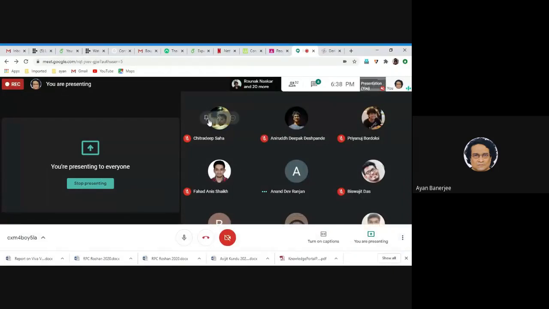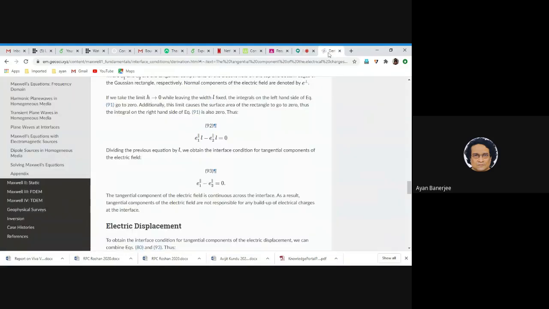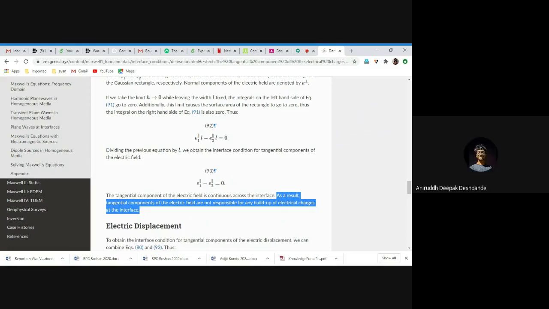So my question was about this statement that tangential components of the electric field are not responsible for charge buildup. How does it follow from here? Why does it follow? Tangential means along the plane, not into the plane. You saw that you have the k vector, you have the field perpendicular to it in the plane, and the thing perpendicular to it out of plane: the p polarization and the s polarization.